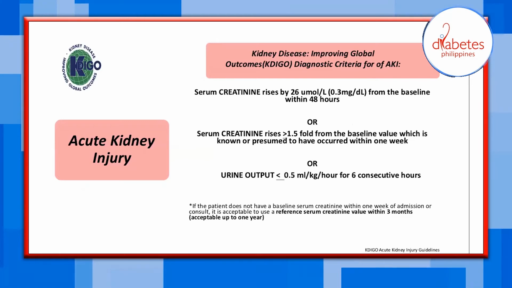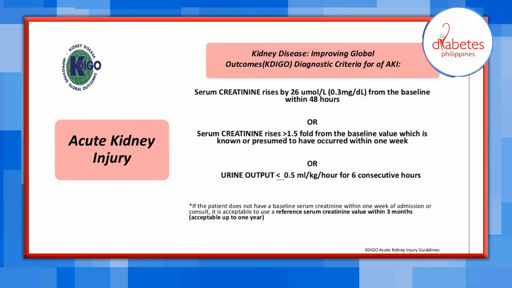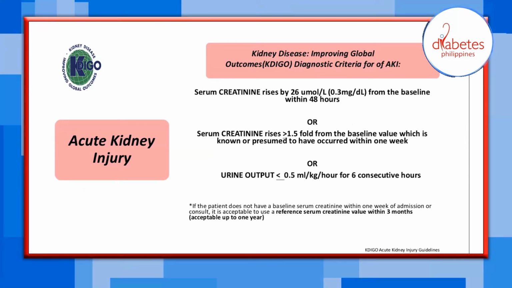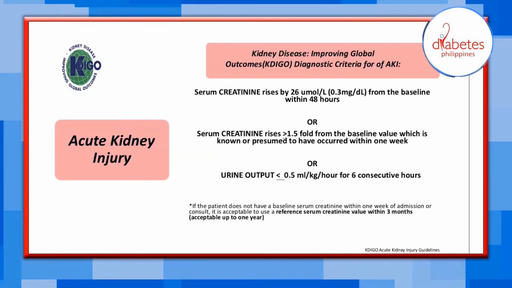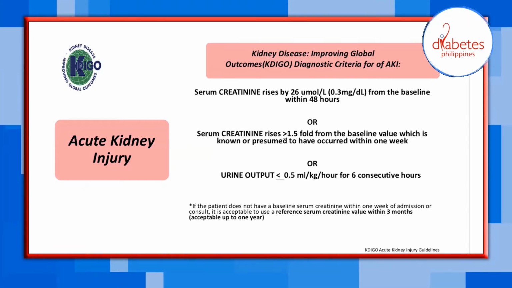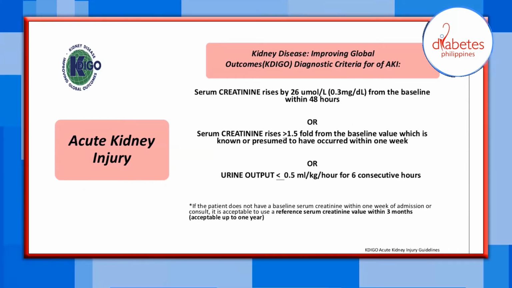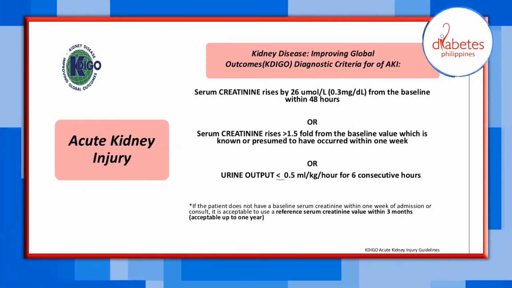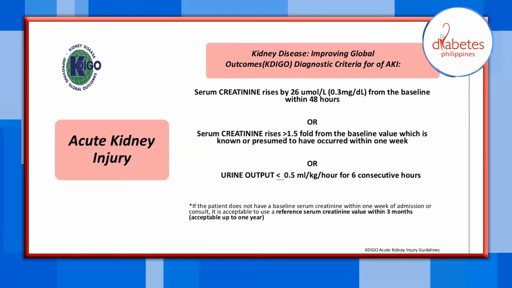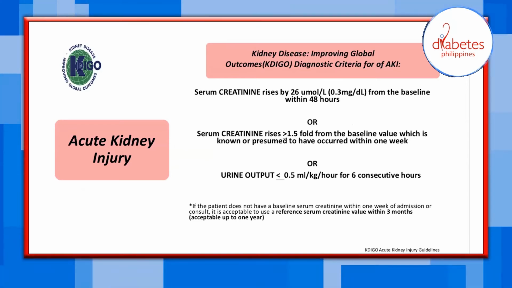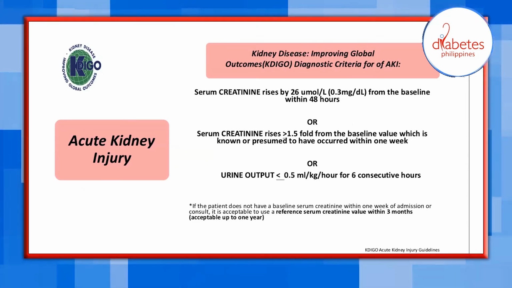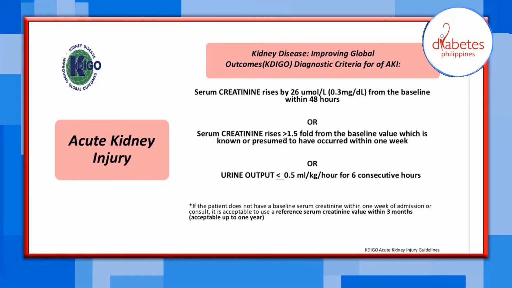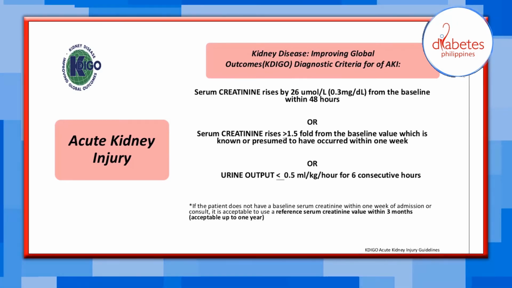First, we have to make sure if your patient has acute kidney injury or chronic kidney disease. Because if it's chronic kidney disease, then it's irreversible. For definition, acute kidney injury is defined by your KDIGO as a serum creatinine rise by 0.3 milligram per dL from baseline within 48 hours, or a serum creatinine rise of greater than 1.5-fold from the baseline value, which is known or presumed to have occurred within 1 week, or a urine output of less than 0.5 ml per kilogram per hour for 6 consecutive hours.